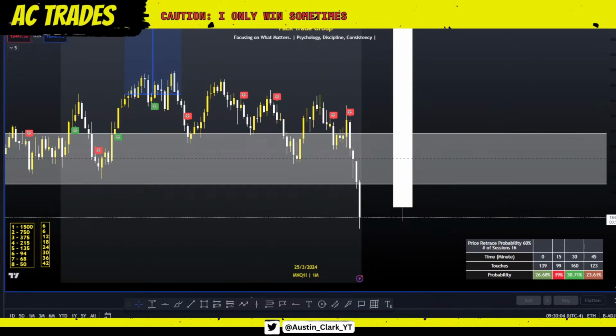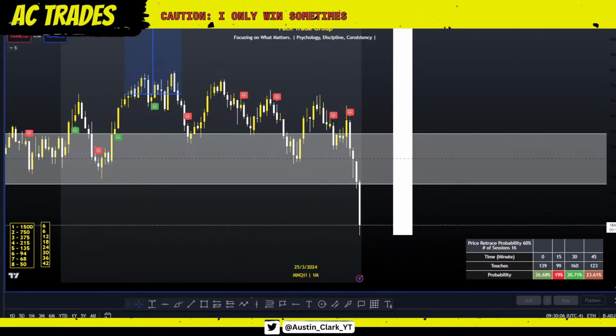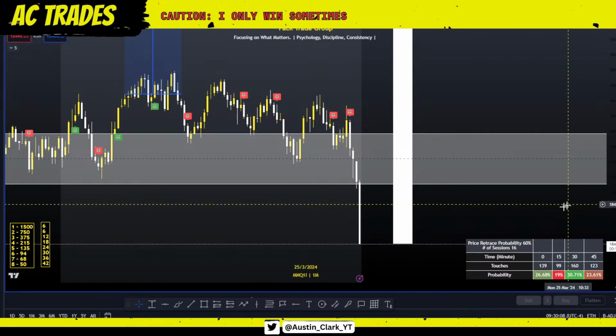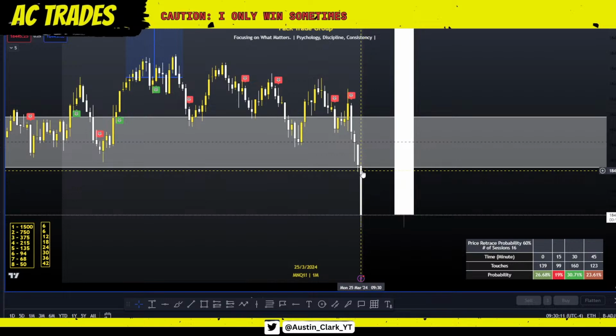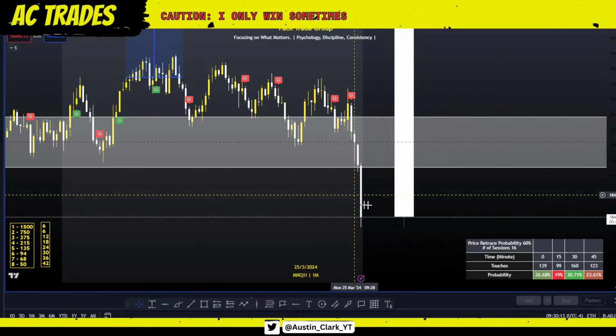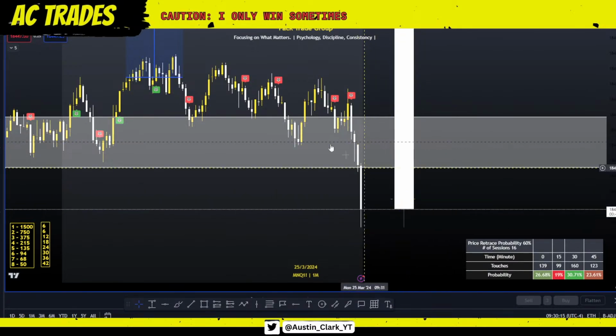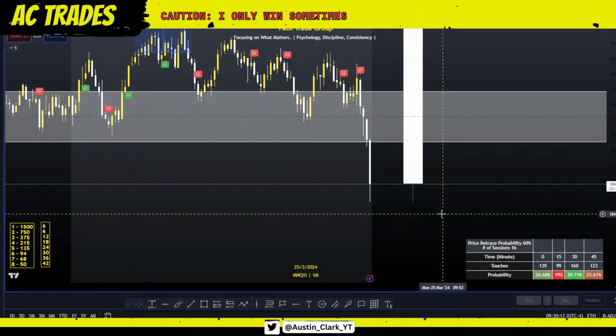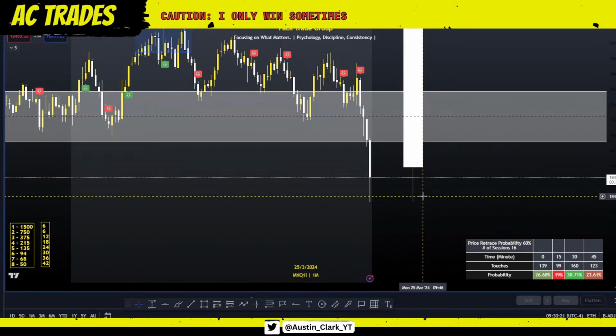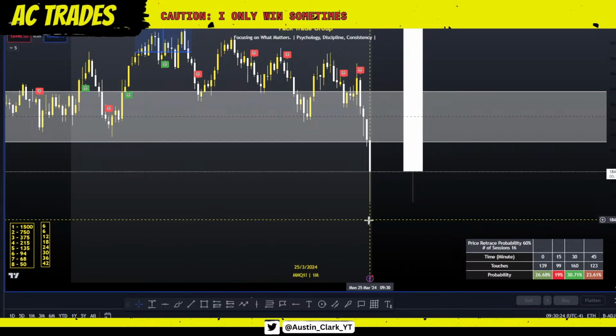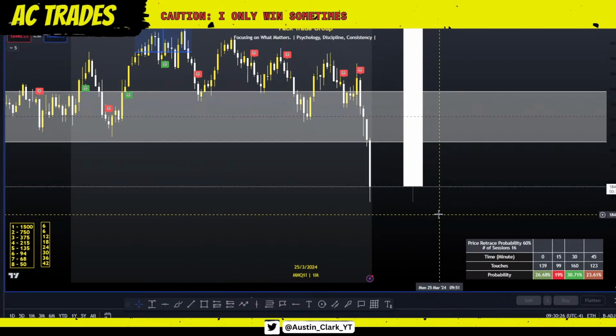Market open. Bro, look at this candle. Now, this is the stuff I like when it comes to going into drawdown to add to my position. Let's see if we get it. I never trade the market open candle, though, so.